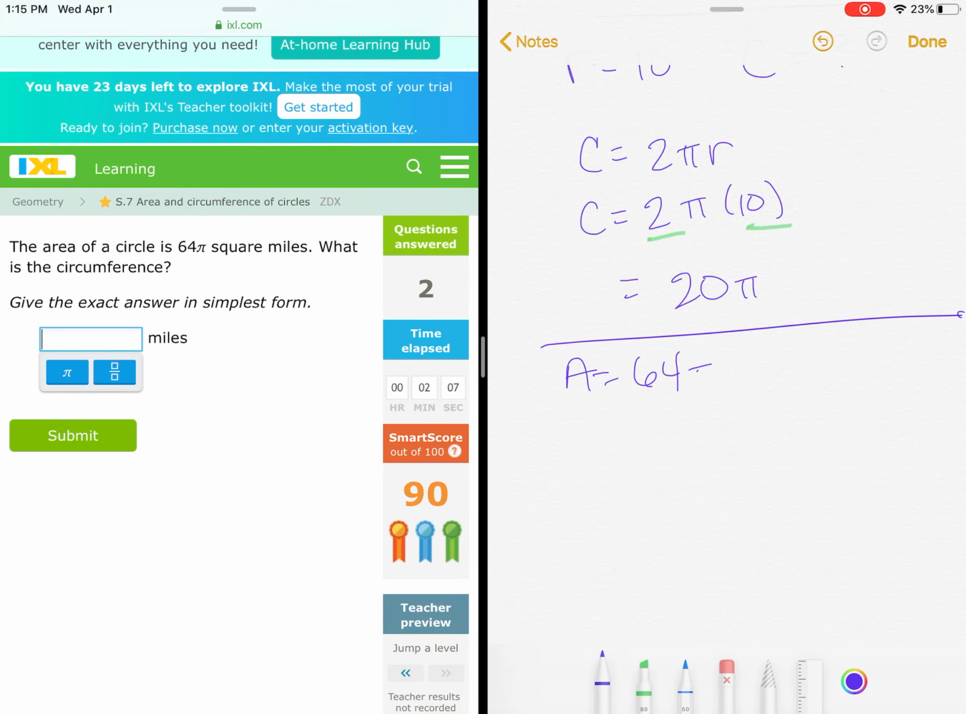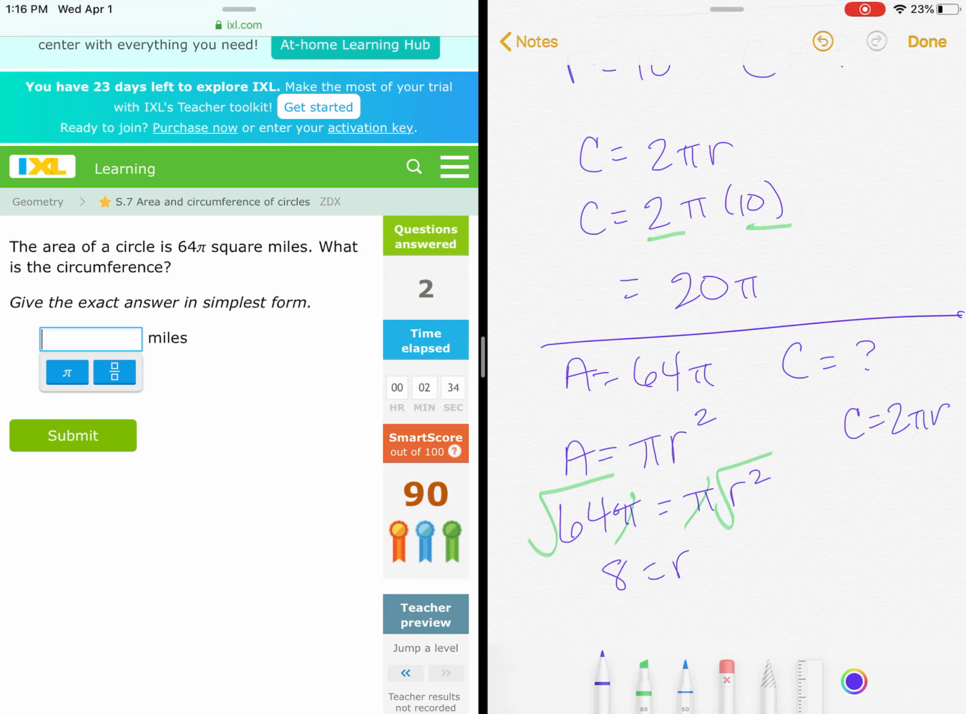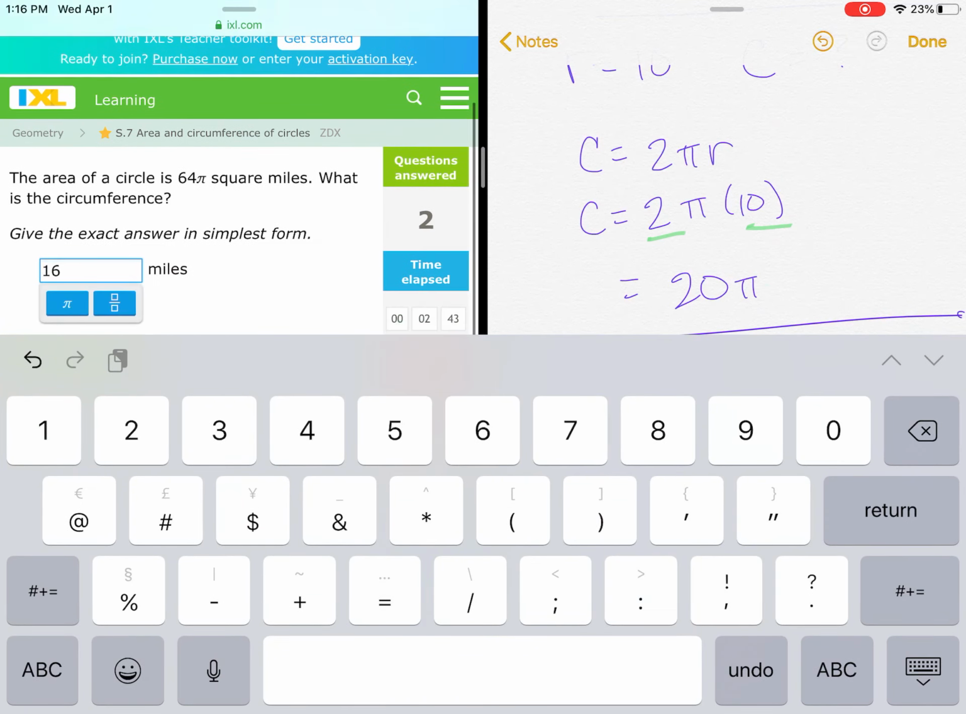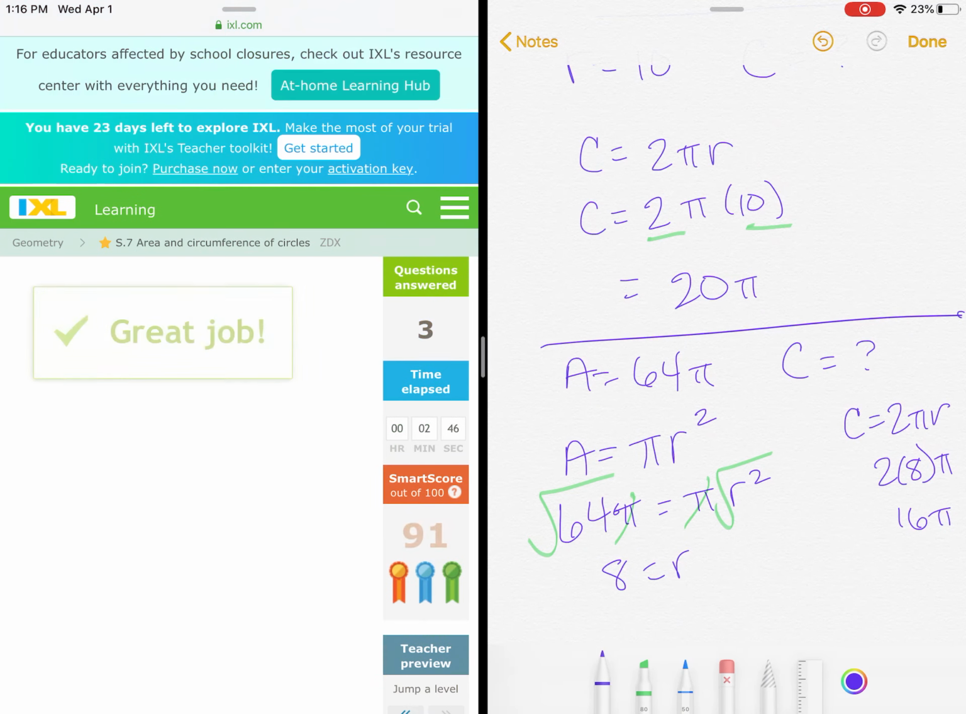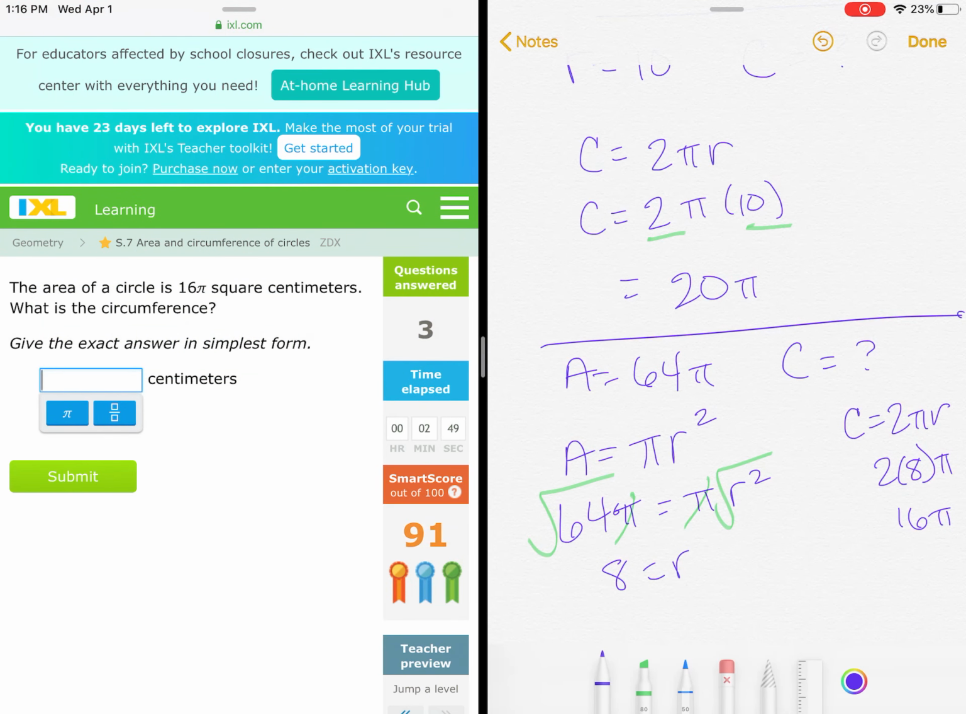So the area is 64 pi. What is the circumference? Well, I'm going to solve this by finding r. So 64 pi equals pi times r squared. Well, if I divide both sides by pi, those are going to cancel. And then if I take the square root, I get 8 is my radius. Well, circumference is 2 pi r, which is 2 times 8 times pi, so 16 pi. And so that's how you work those problems.